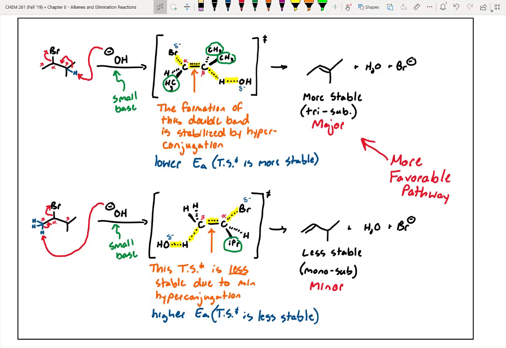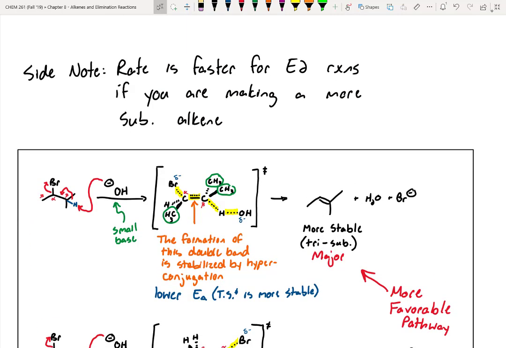So if we think about the top pathway versus the bottom pathway, which one should be faster? The top one. We're forming a more substituted alkene, therefore it has a lower transition state energy. So that's something they briefly talk about in the book. But like I said, if you just remember this side note that the rate is faster for E2 reactions if you're making a more substituted alkene, you'll be completely fine with this. Does that make sense? All right.